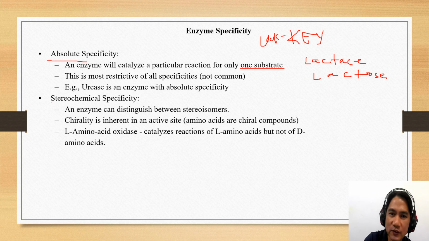Another specificity is called stereochemical specificity. This enzyme can distinguish between different kinds of isomers. For example, L-amino acid oxidase recognizes only the L-amino acid, but not the D-amino acid. Although they have the same molecular formula, the spatial arrangement of atoms in space is different, so that cannot be recognized by this enzyme. So the enzyme recognizes the substrate based on the stereochemical arrangement.